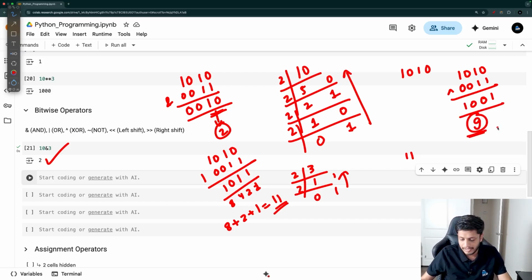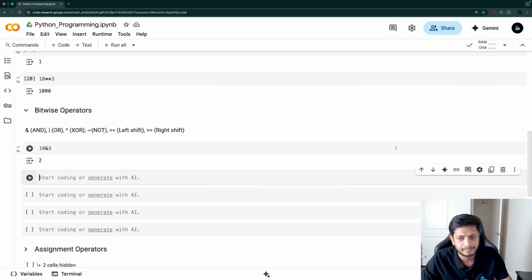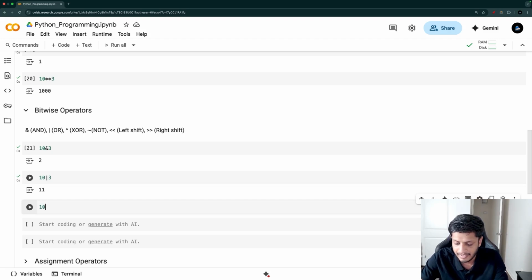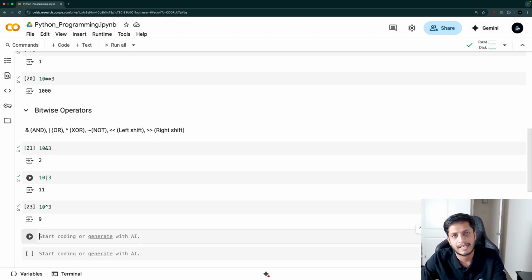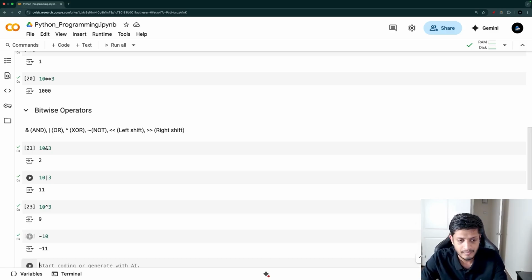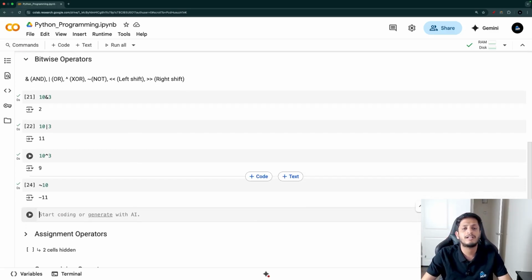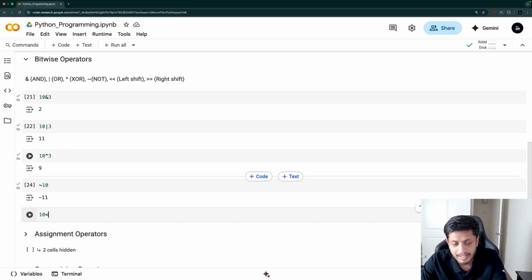So now let's see in code whether this happens or not. If I do 10 OR 3, the output is 11, which is expected, and 10 XOR 3, the output is 9, which was also expected. So these are bitwise operators, binary operators. Now if you do bitwise not of 10, I already told you bitwise not is very simple: it is minus a minus 1. So bitwise not of 10 will be minus 10 minus 1, which is minus 11. And if you do 10 left shift 3 times, let us see the output of this.